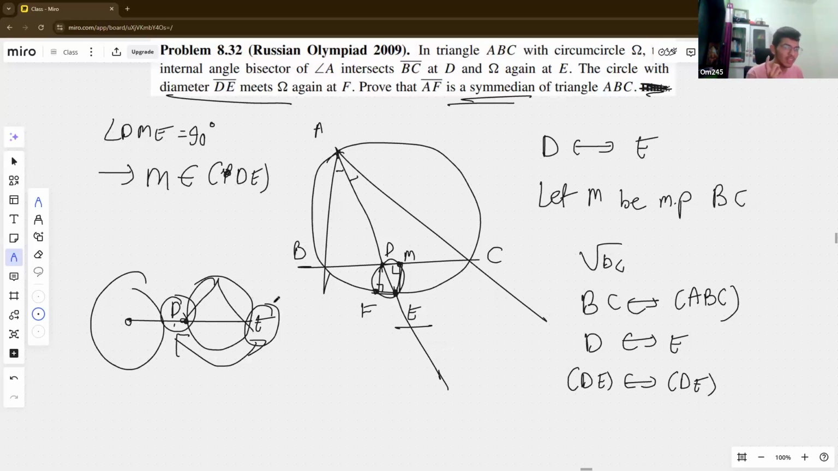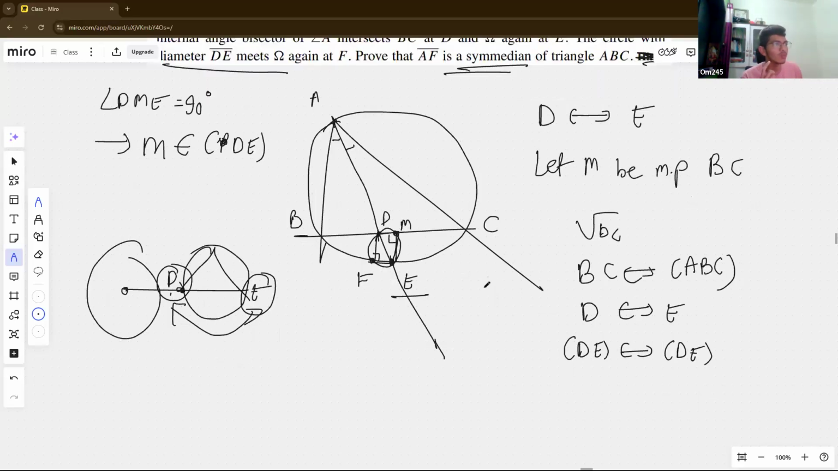And now if you look at the observation, some circles get preserved under inversion. We will come to that also. That's actually one other nice fact. But okay, let's do this problem.